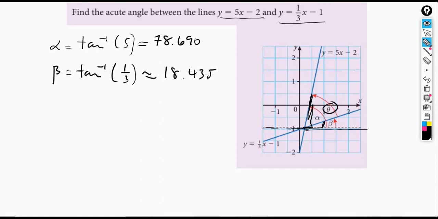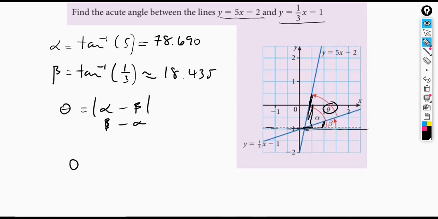But theta is simply going to be equal to alpha minus beta. If we did the absolute value of this, it really wouldn't matter. It could be beta minus alpha as well. So we're going to leave it like that to illustrate something that I'm going to tell you in a bit. So for now, let's find the acute angle theta.